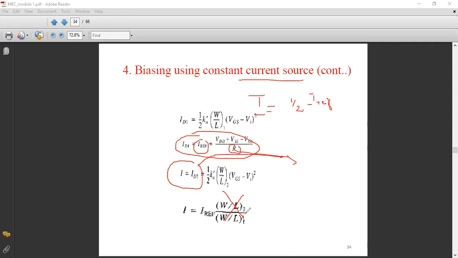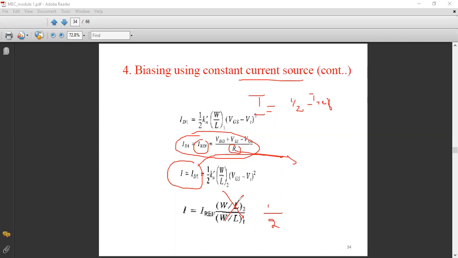You have to choose two transistors which are not identical to each other, or you have to choose them in such a way that the aspect ratio of the second transistor is twice that of the first transistor. Isn't it? Then only it will become half of I reference. So likewise, you will be able to choose transistors appropriately, and by maintaining proper aspect ratios, you can control the flow of capital I. Thereby, you can design a constant current source.